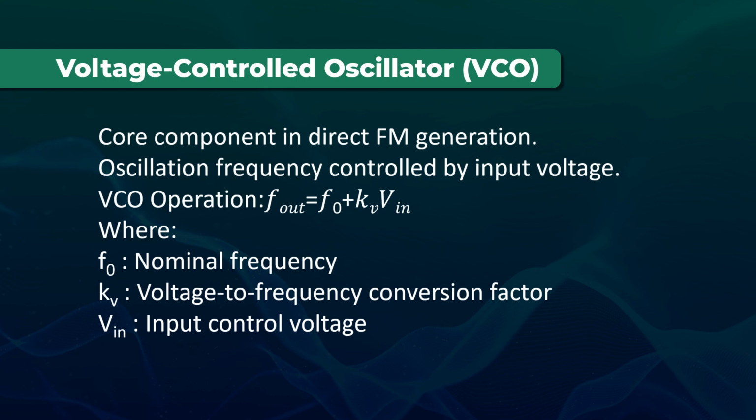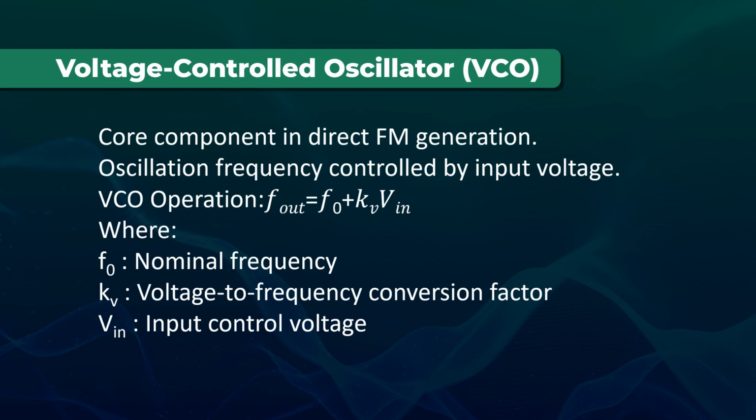Now, if we discuss the operation of a VCO, a VCO typically consists of a resonant circuit such as an LC, inductor-capacitor circuit, where the resonant frequency can be altered by varying the capacitance or inductance. In most modern VCOs, the capacitor is varied using a varactor diode. The varactor diode is a special type of diode whose capacitance changes with the applied reverse voltage.